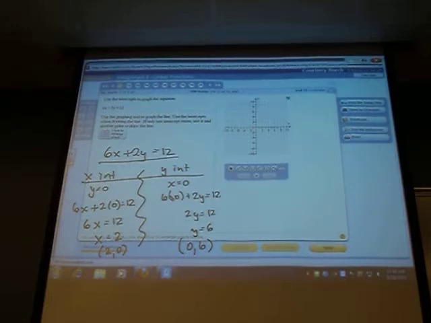Alright, so you guys figure out how to graph a line. It wants you to use the point tool.